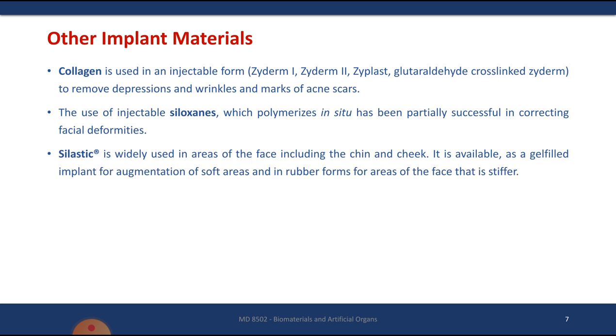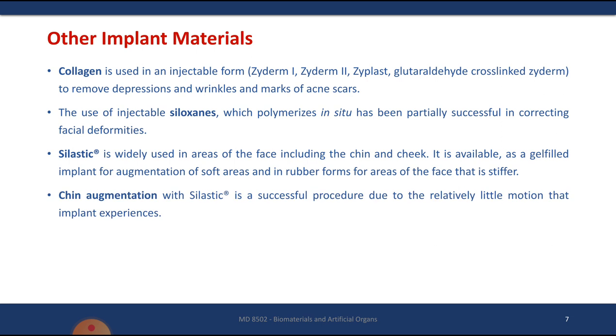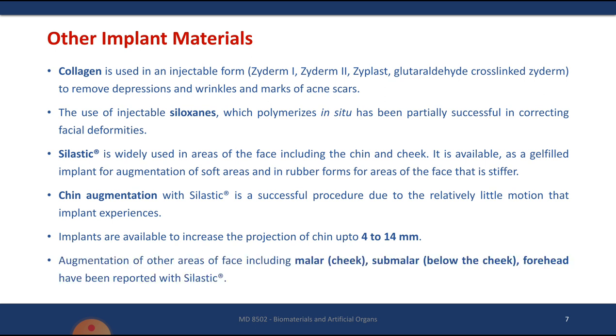And Silastic is another material which is used to increase the chin and cheek areas. It is generally available as a gel filled implant for augmentation of soft areas, and it's also available in a rubber form. There is something called chin augmentation, because if somebody is having a flat chin and they want to make it look a bit narrow or a bit wide, then they use this elastic material. And this can extend the projection up to 4 to 14 mm. And for other areas of the face also it's available, like the cheek area, below the cheek area and forehead area. Silastic is widely used.